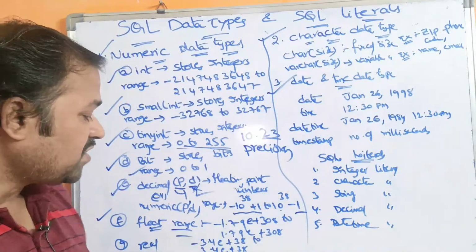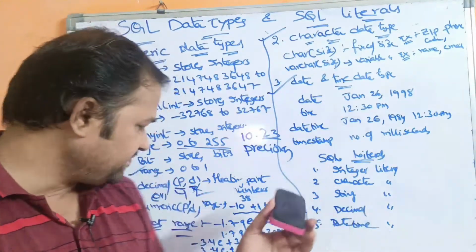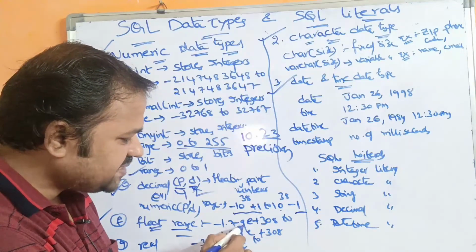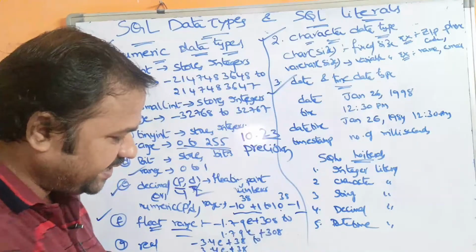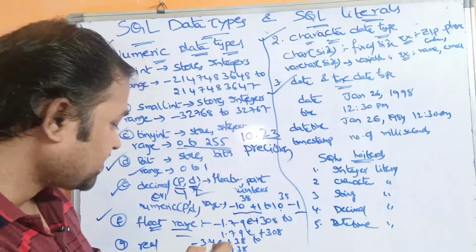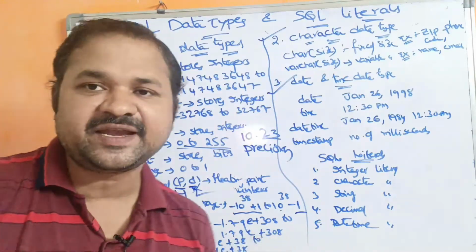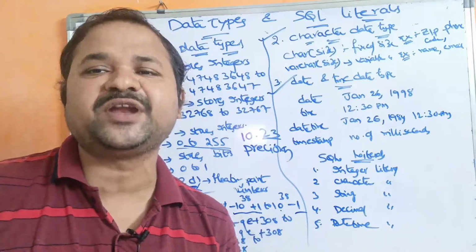And let us see about float. If you want to store some higher floating point number, then we can go for float. Here the range is -1.79 e plus 308 to 1.79 e plus 308. This can be written as e power 308. So 308 is nothing but the exponent value.